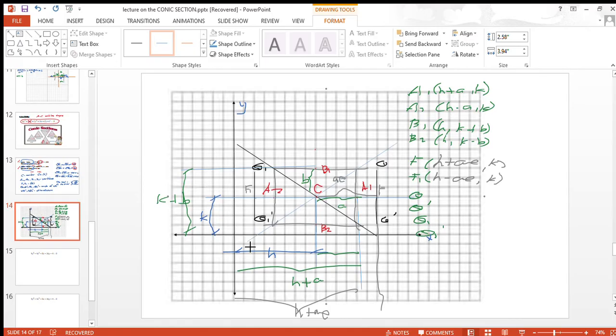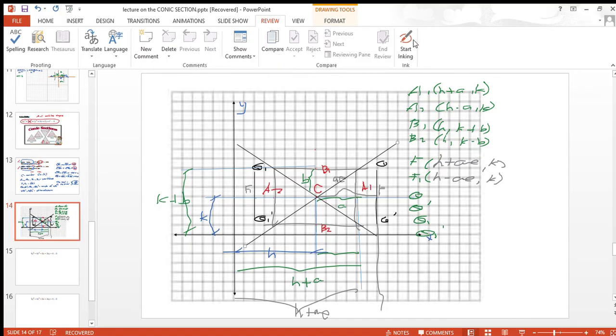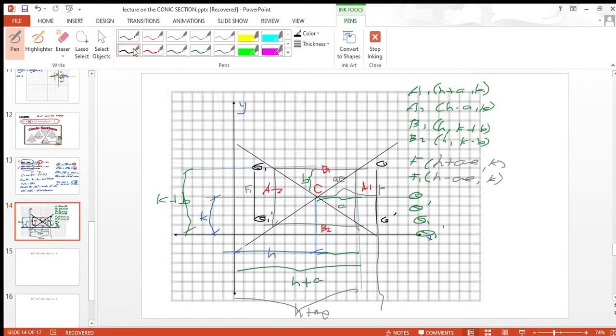These lines are called asymptotes, which we did not find under the ellipse. So these are called asymptotes. And what are asymptotes? Asymptotes are actually boundary lines. Boundary lines, okay?